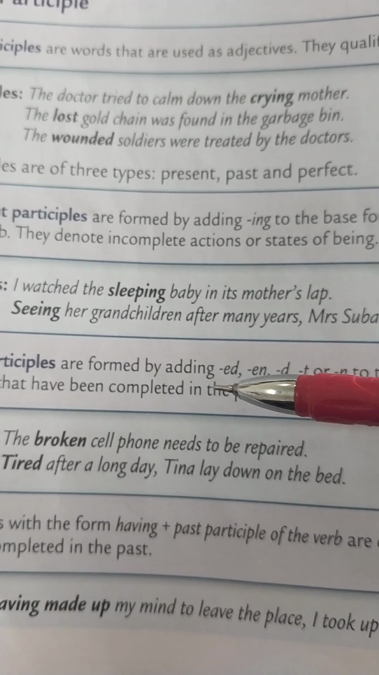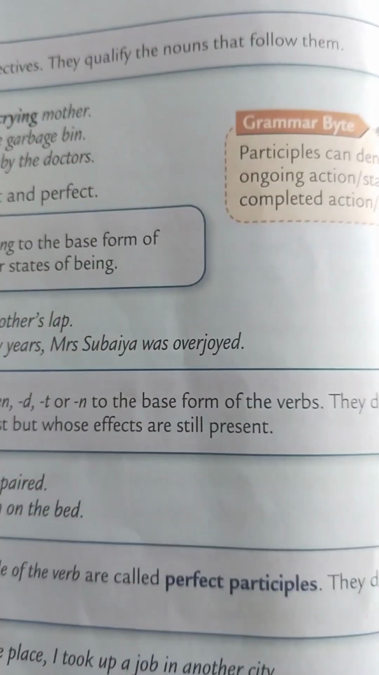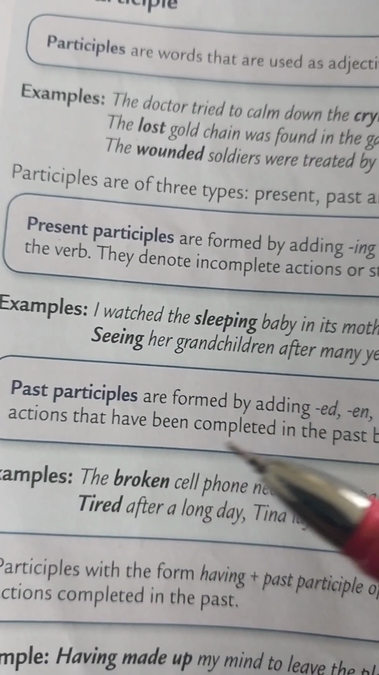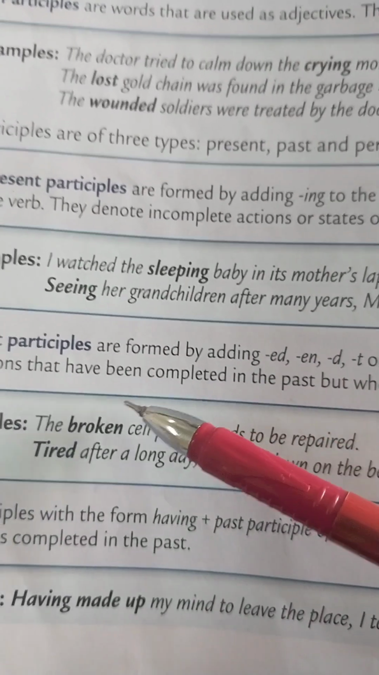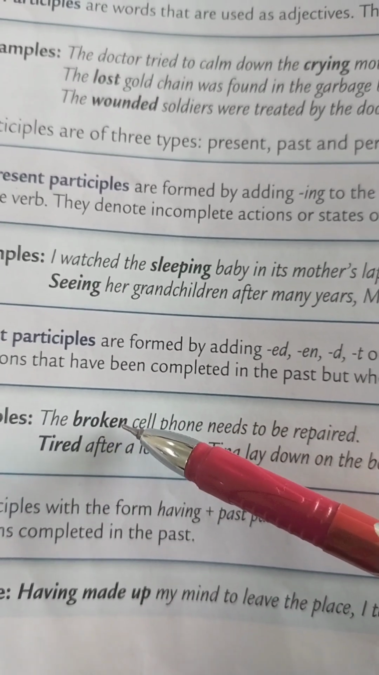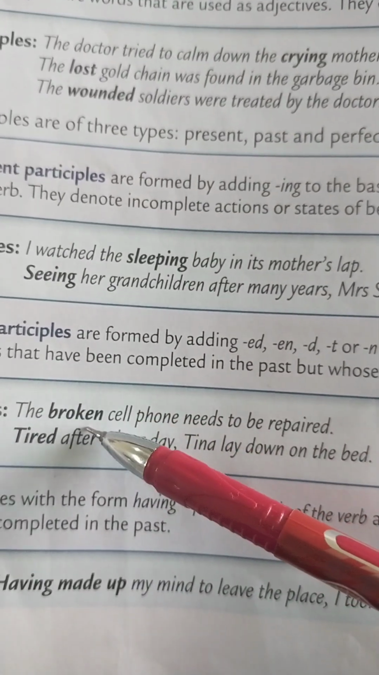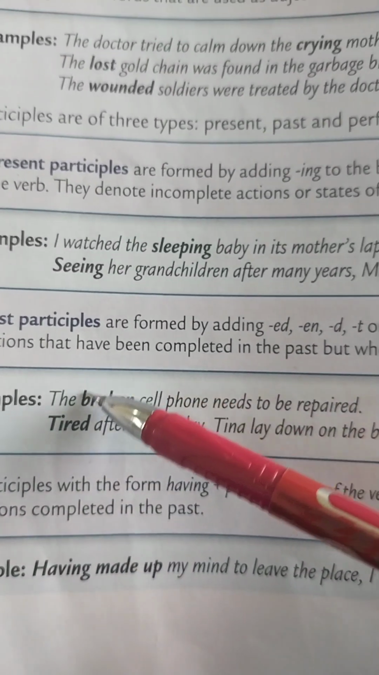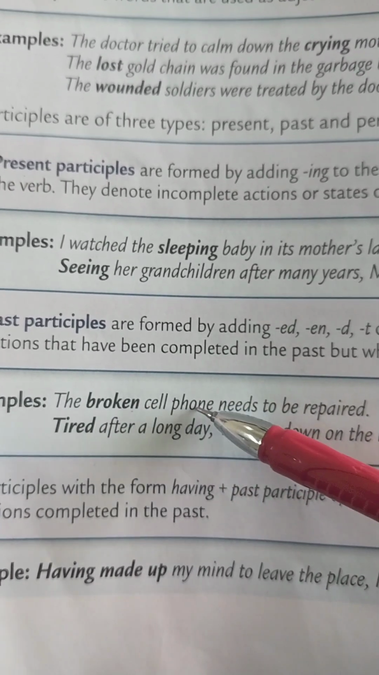Now children, past participles are formed by adding ed, en, d, t or n to the base form of the verb. They denote actions that have been completed in the past but whose effects are still present. For example, the broken cell phone needs to be repaired. Now you can see we have added n to the base form of the verb broke. And it is a past participle because it is functioning as an adjective in the sentence.